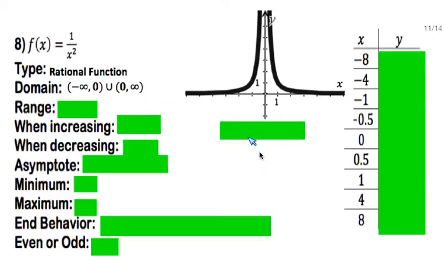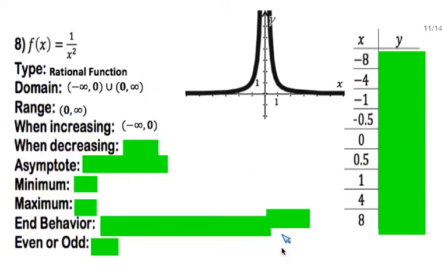Now we have our 1 over x squared. We're going to have the same domain, but the range is just going to be positive, so from 0 to positive infinity. And notice we have parentheses and not brackets. This one is increasing on the left side, so from negative infinity up to 0, it's increasing. And then once we get to 0, we're going to start decreasing, so from 0 to positive infinity.